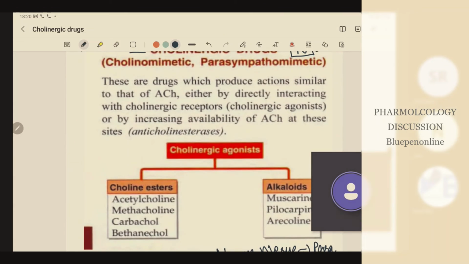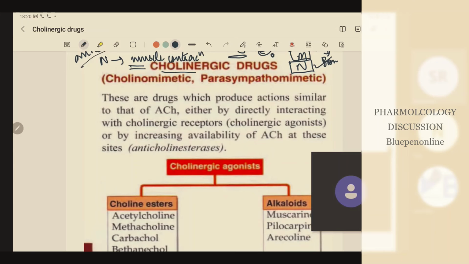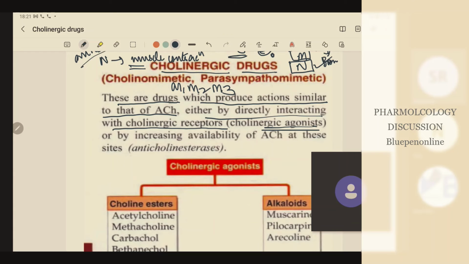Okay. So next, what are the cholinergic drugs? That means I want M1, M2, M3 to be affected. I want choline to act. These are drugs which produce actions similar to that of acetylcholine, either by directly interacting with cholinergic receptors, known as cholinergic agonists, or by increasing availability of acetylcholine at these sites. How do they increase? They inhibit acetylcholine esterase.